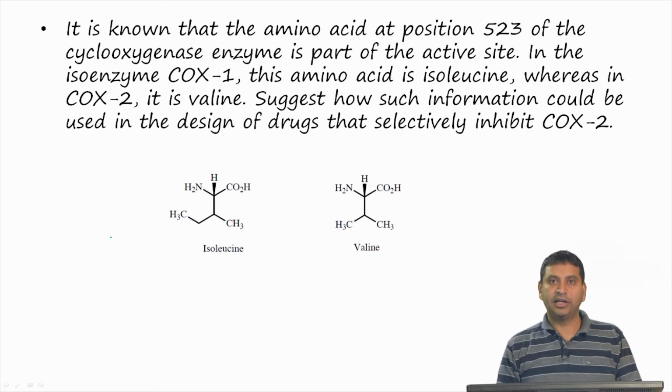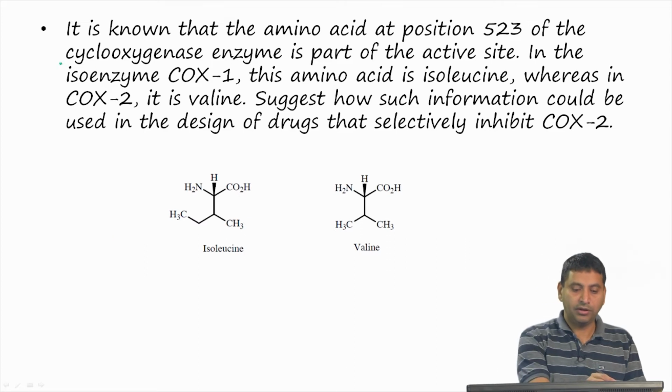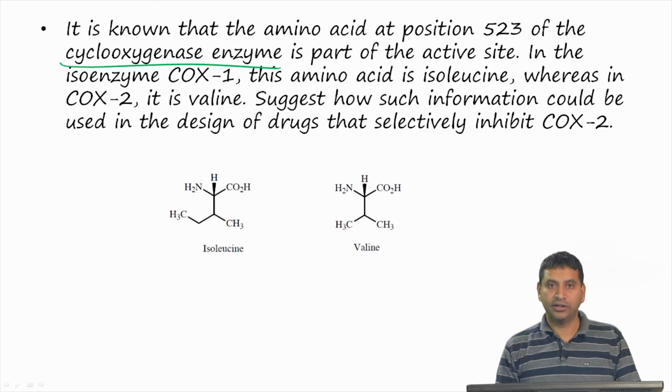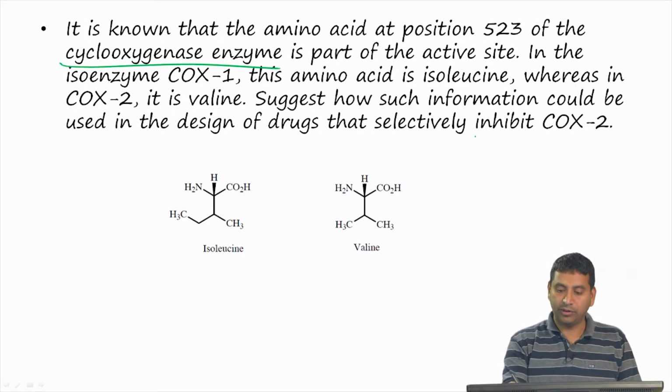It is known that the amino acid at position 523 of the cyclooxygenase enzyme is a part of the active site. In the isoenzyme COX-1, which is cyclooxygenase enzyme 1, this amino acid is isoleucine, whereas in COX-2 it is valine. Suggest how such information could be used in the design of drugs that selectively inhibit COX-2.